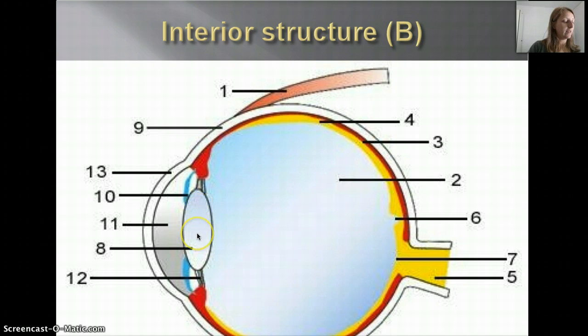8 is the lens, 9 the sclera, and 10 the iris. This gives our eye a color. The pupil and the ciliary body. This allows us to reshape the lens and focus on a certain object. And last but not least, the cornea, which covers the eye on the front side.